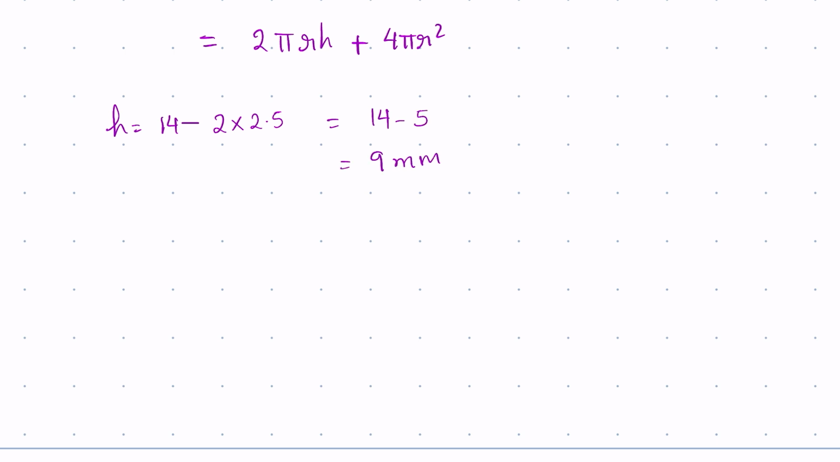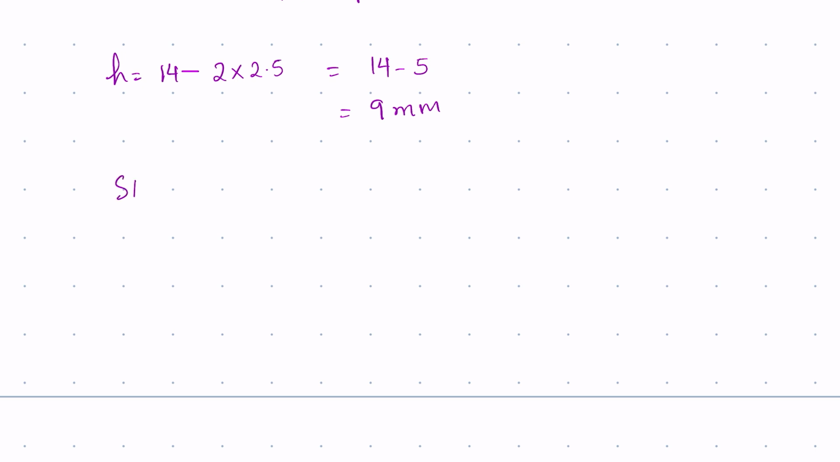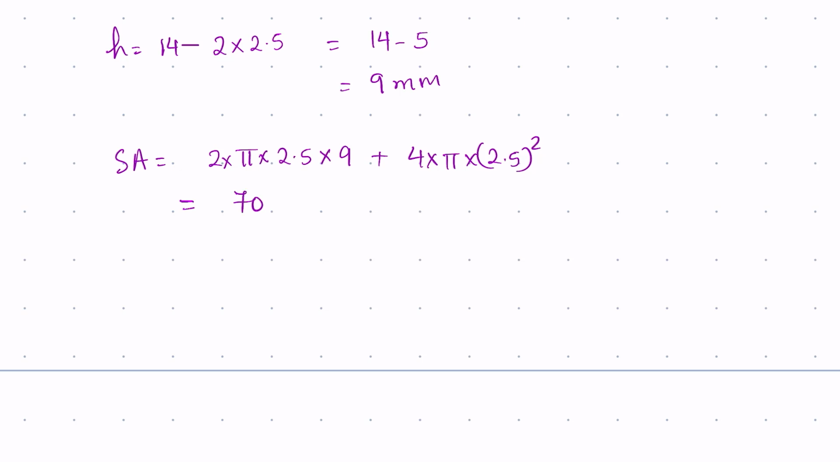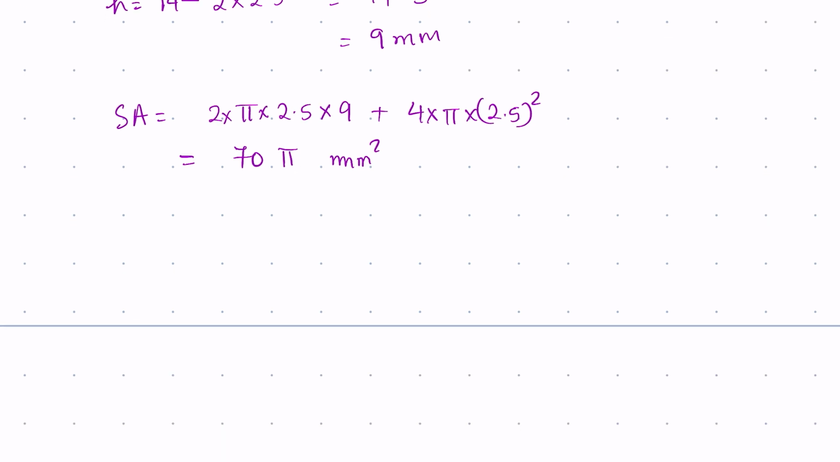Okay, so now we can find the surface area, which is equal to 2 times pi times r, which is 2.5, multiplied by the height, which is 9, plus 4 times pi times 2.5 squared. So this is just equal to 70 pi millimeters squared. If you want to simplify it, you can take pi to be 22 by 7, so that gives us 220 millimeters squared.